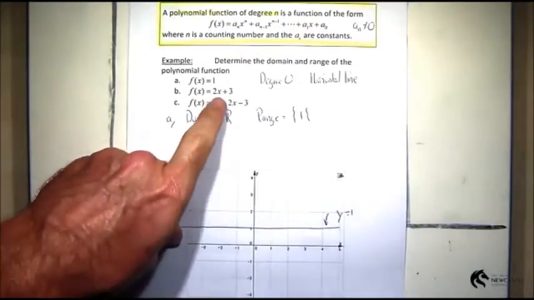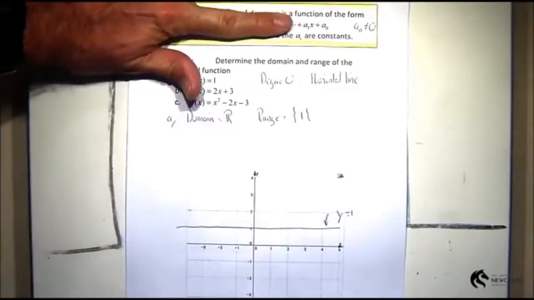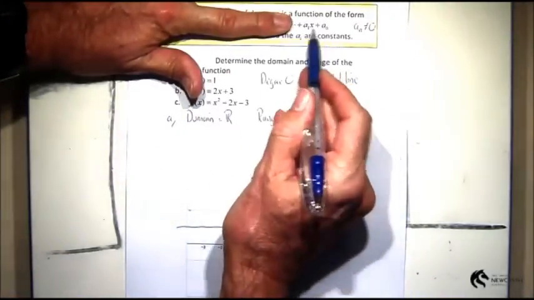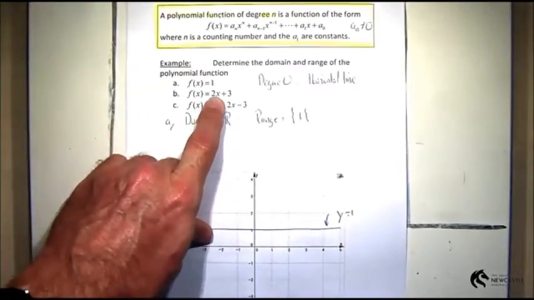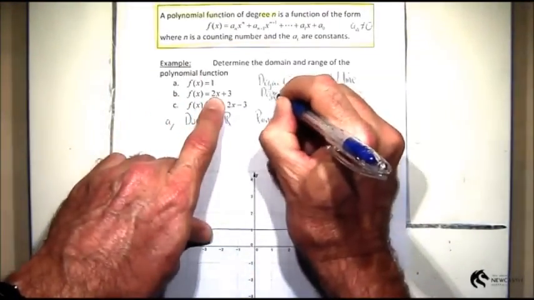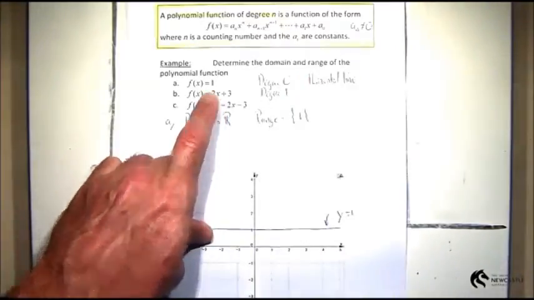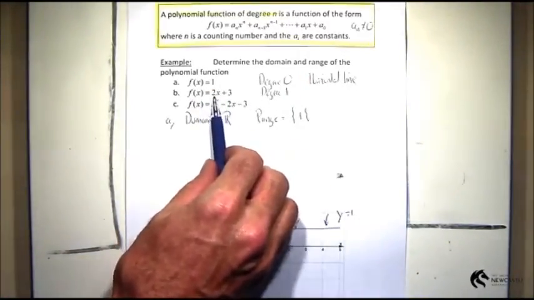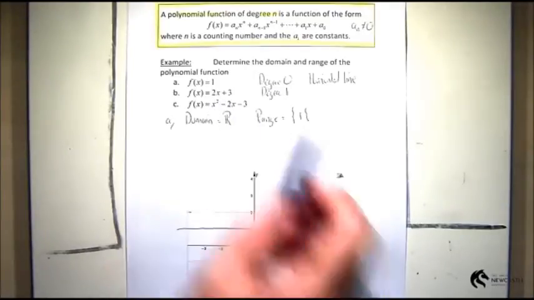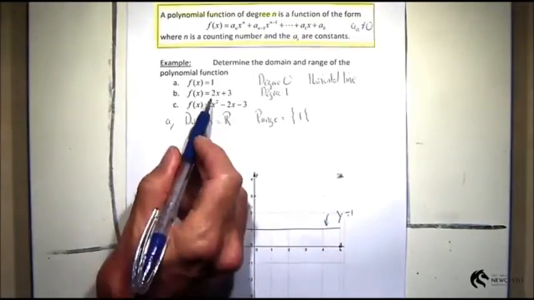The next one, I've got x to the power 1, so I've got all of the terms except these two. I've got these terms here, a naught and a1x. So this is a polynomial function of degree 1, x to the power 1. So this is a degree 1 polynomial function. Now the thing is, we recognise this. This is a linear function. Its graph will be a straight line. It will have a y-intercept of 3, and it will have a slope of 2.